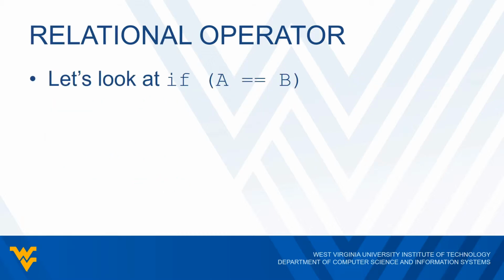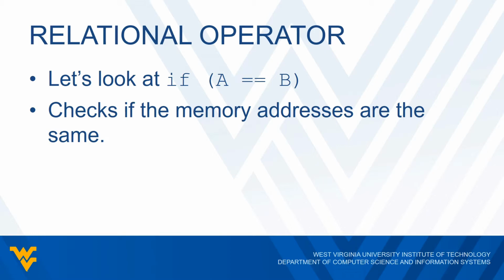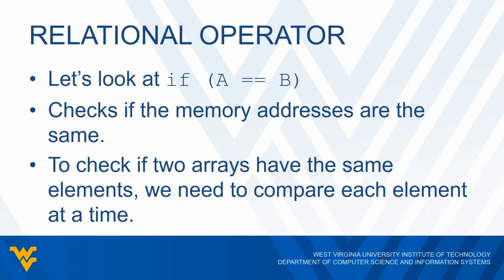Now let's take a look at this statement. So if a equals b. So once again, you might be thinking, we're just comparing if a and b have the same elements. But this isn't true. This is checking if the memory addresses are the same. So this is checking if a and b are pointing to the same array object, which most likely is not going to be true. So once again, if we want to check if both arrays have the same elements, we need to compare each element one at a time.